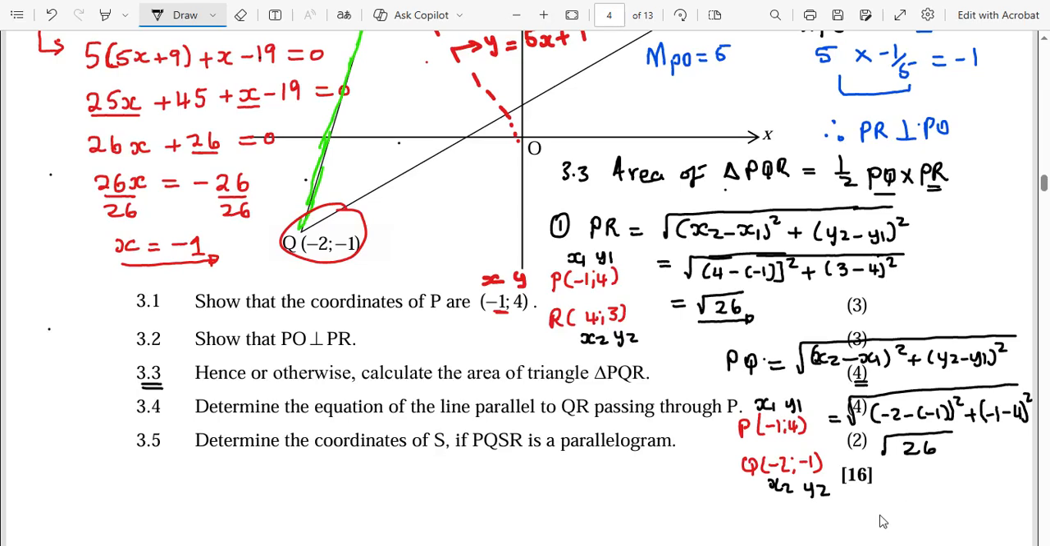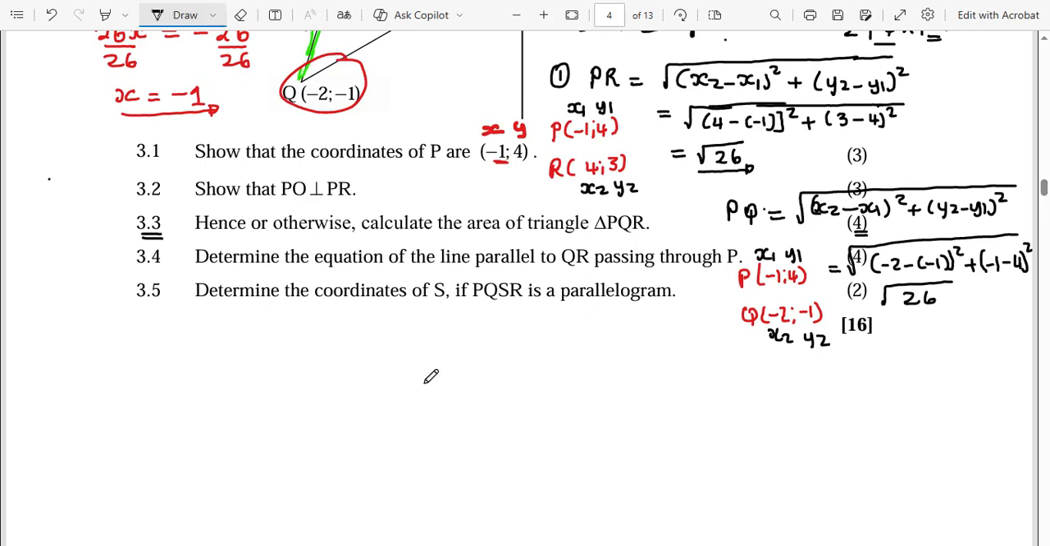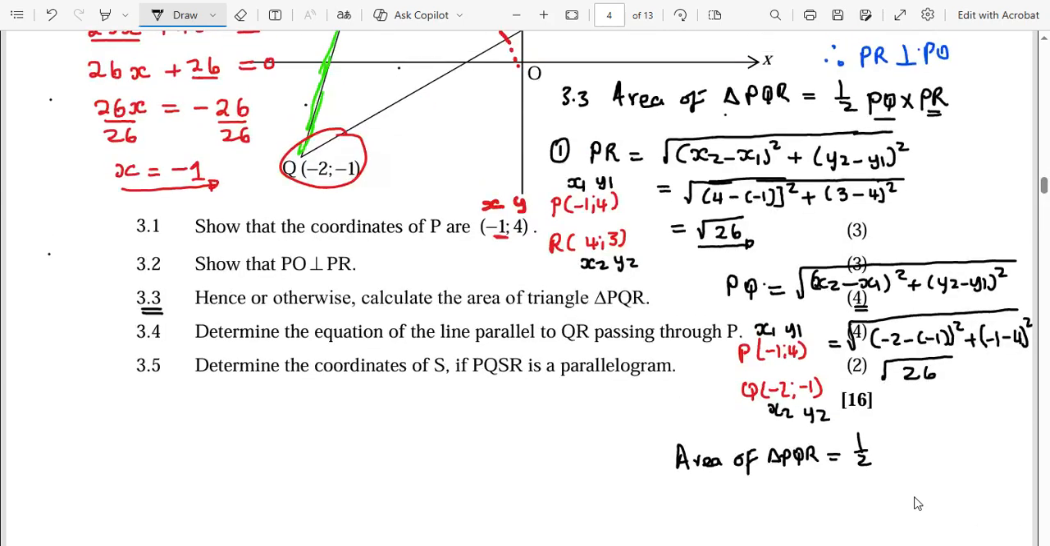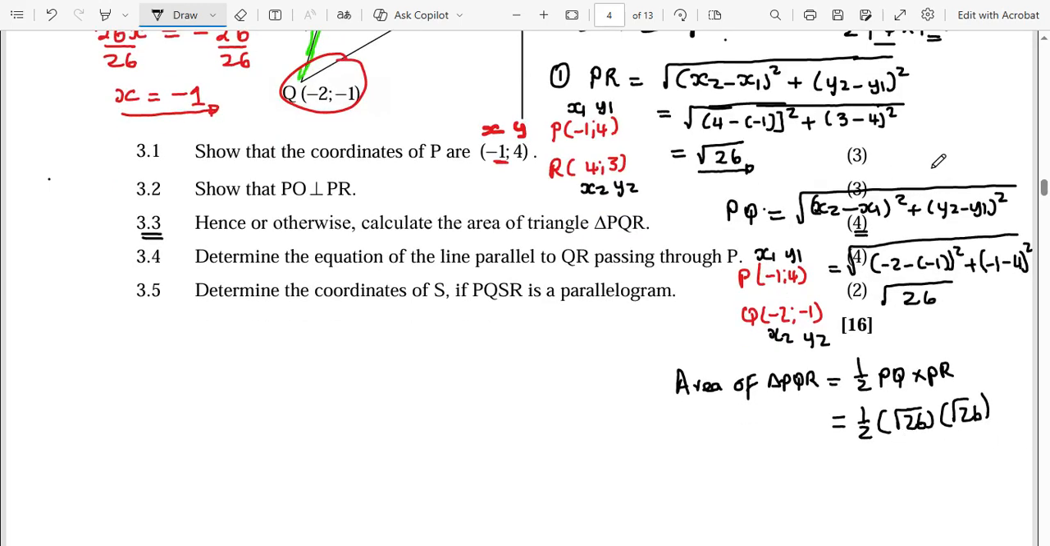So we have the length of these two sides, right? So we can definitely calculate the area. If you still remember on top, we said that the area of that triangle PQR is half the base times the height. But in this case, it's just PQ multiplied by PR. So you just have to substitute into your area. It's half of PQ, which is root 26, and root 26. So this is like saying 26 times 26 because the square root cancels.